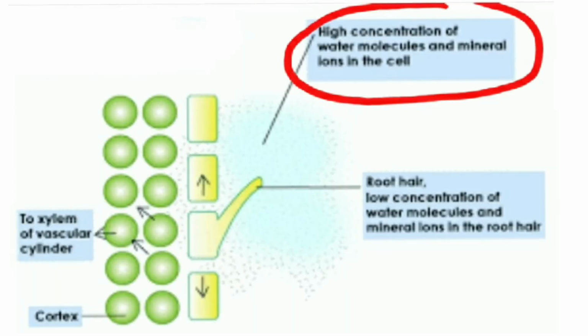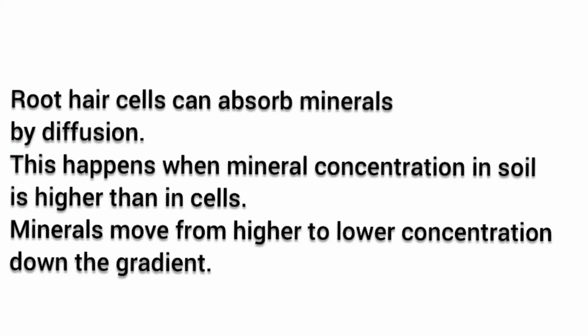Concentration of mineral molecules is higher in the soil, and inside the root hair cells, mineral concentration is low. So when root hair cells absorb minerals, it is by diffusion, because mineral molecules are moving from a region of higher concentration, that is in the soil, to a region of lower concentration. So diffusion happens when concentration of mineral molecules in the soil is higher.